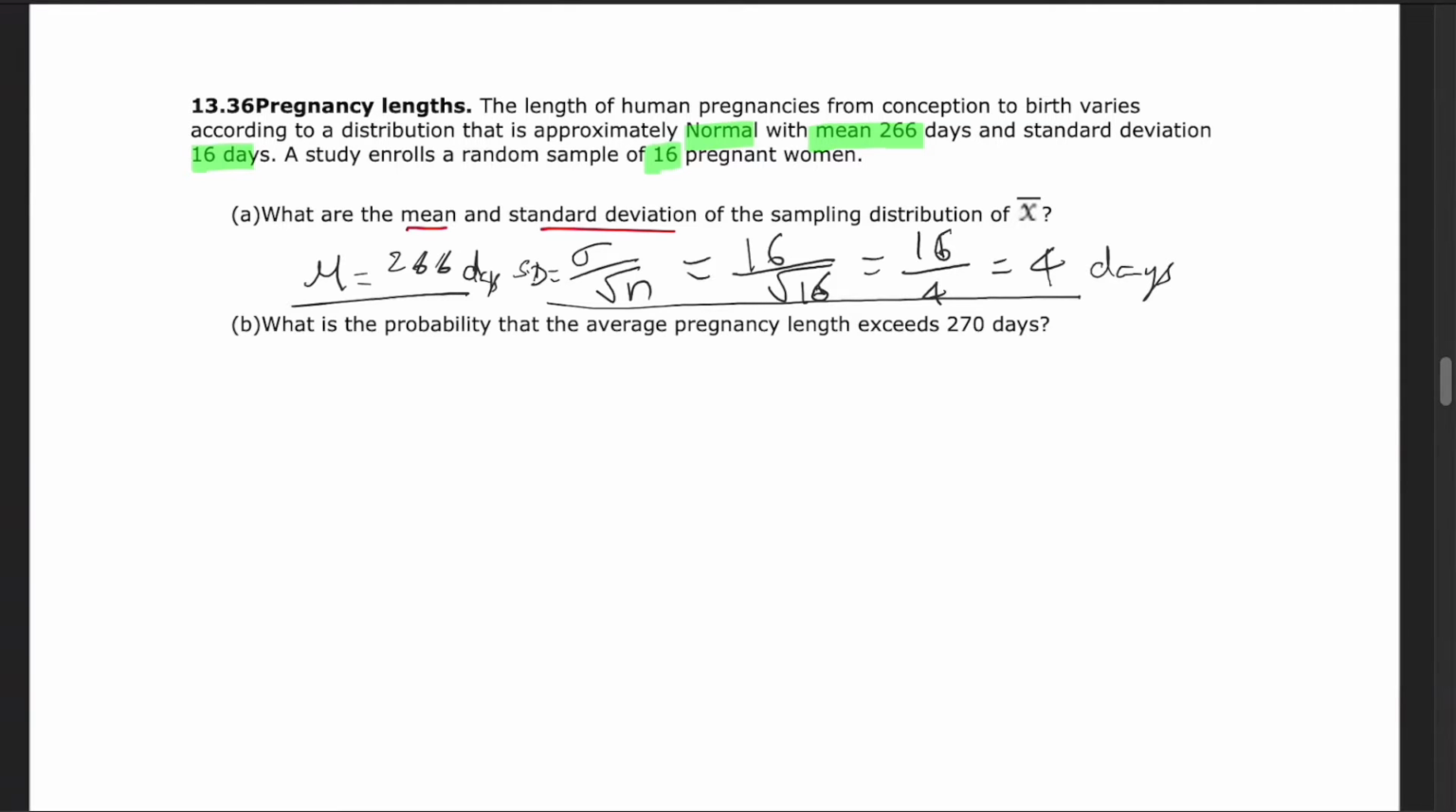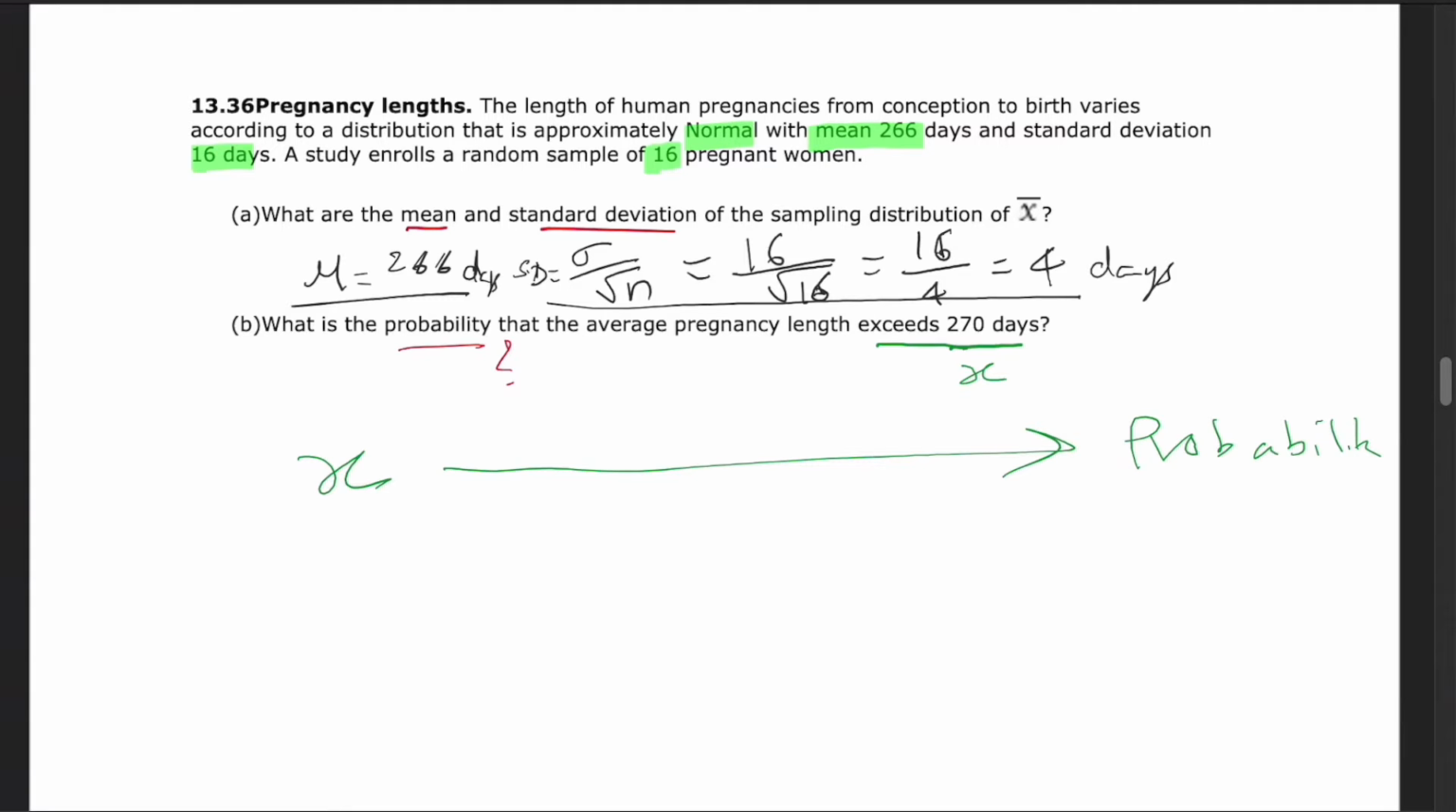That's pretty easy. Next part, let's look at what is the probability. They are asking us for the probability that the average pregnancy length exceeds, so greater than, 270. That is your x value. Again, this is the same type of question where x is given and you are supposed to find the probability.